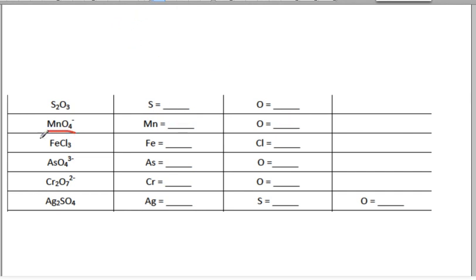If you're trying to find a transition metal with a halogen, an easy way to remember it is this.